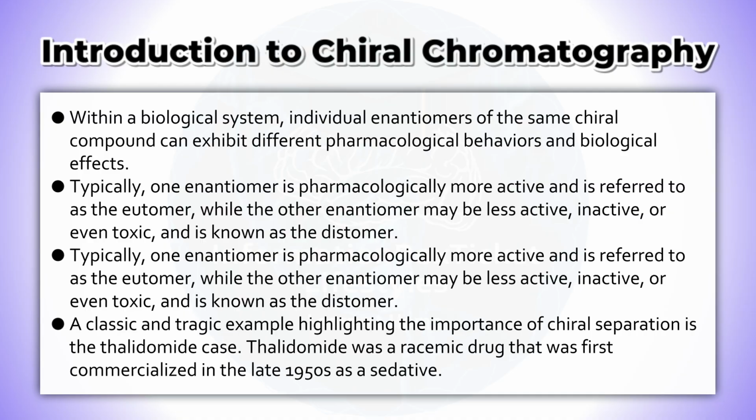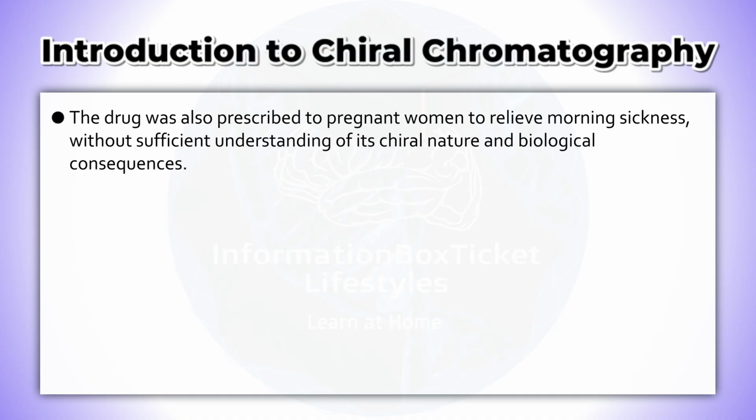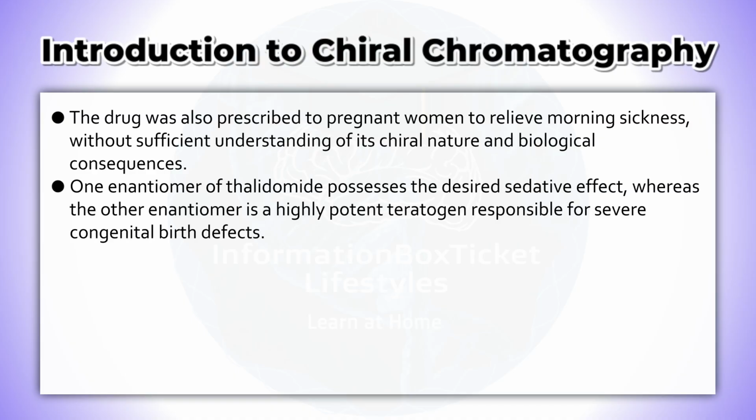A classic and tragic example highlighting the importance of chiral separation is the thalidomide case. Thalidomide was a racemic drug that was first commercialized in the late 1950s as a sedative. The drug was also prescribed to pregnant women to relieve morning sickness, without sufficient understanding of its chiral nature and biological consequences. One enantiomer of thalidomide possesses the desired sedative effect, whereas the other enantiomer is a highly potent teratogen responsible for severe congenital birth defects.